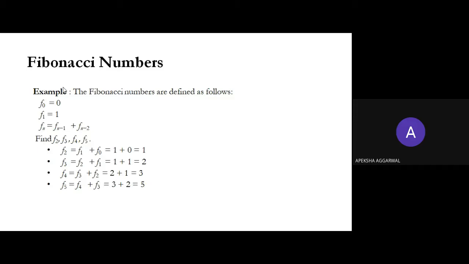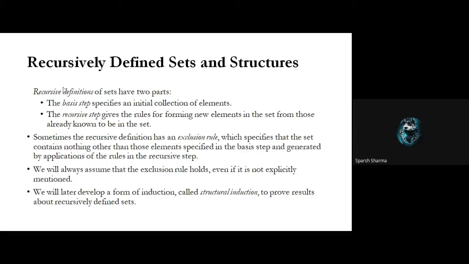So the Fibonacci series is 0, 1, then 1. So 1 occurs twice, right? So 0, 1, 1, 2, 3, 5. This is the Fibonacci series and so on. Clear, online students? Yes, ma'am. Okay.